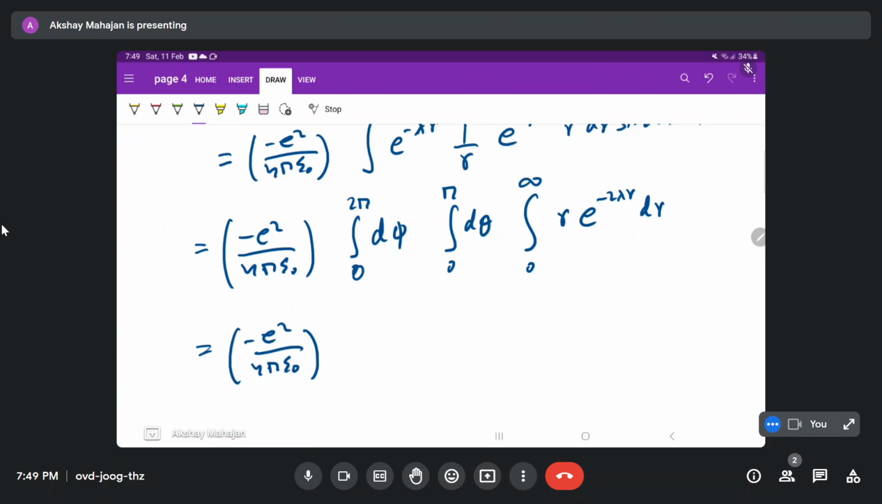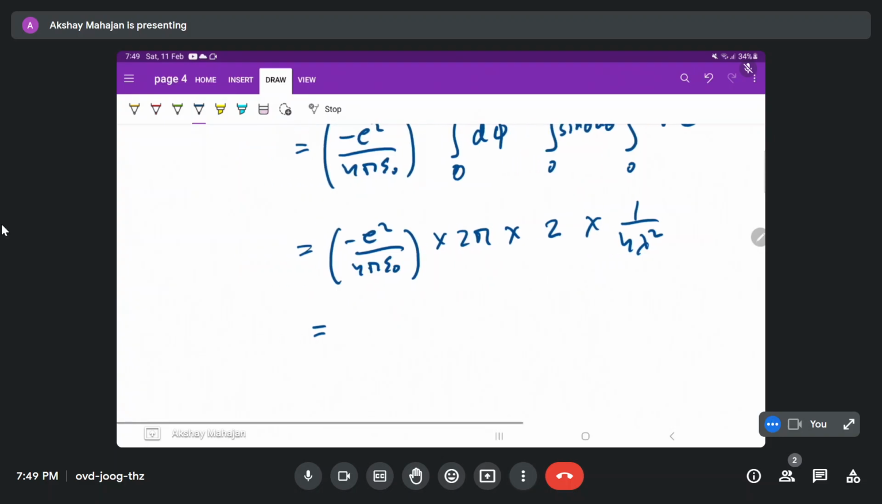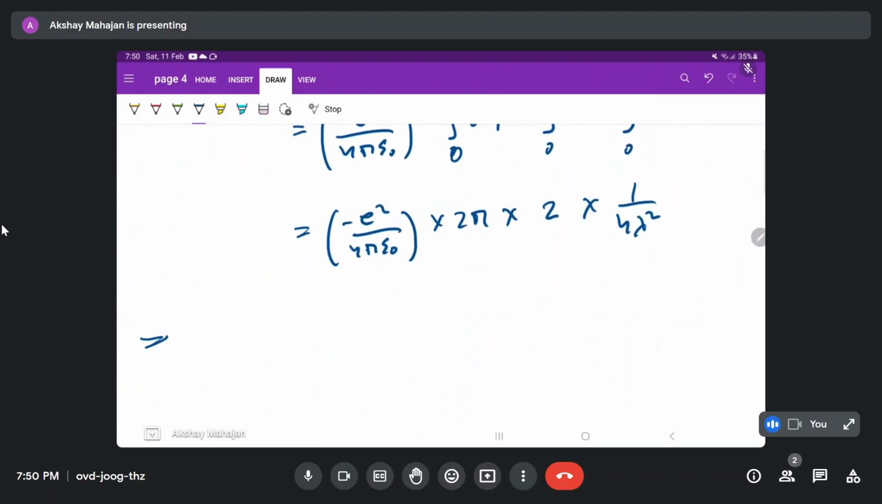Okay. This will again give you 2 pi. We have a sin theta d theta, which will give you 2 again. And this integral, if you solve, will give you 1 by 4 lambda square. Earlier we had 1 by 4 lambda cube, this will give you 1 by 4 lambda square. So from this we have obtained another term, which is psi V cap psi equal to minus e square upon 4 pi epsilon naught, times the lambda square term.